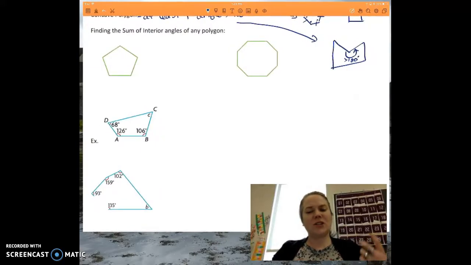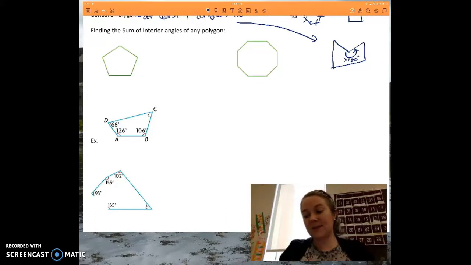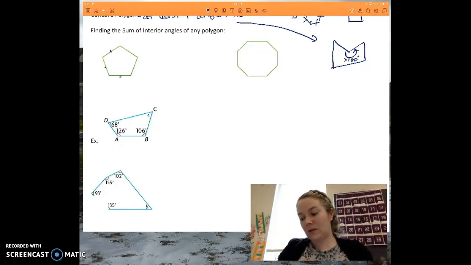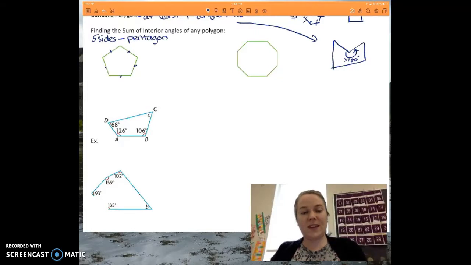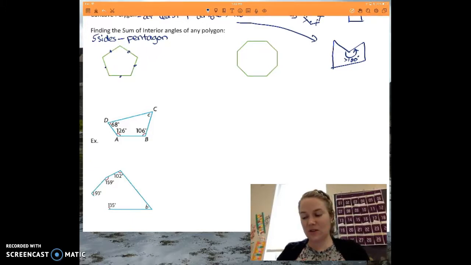So now let's move on to actually using the vocabulary and using these ideas that we started with triangles last time. We're going to find the sum of interior angles of any polygon. So what kind of polygon is this one? It depends on the number of sides. We have 1, 2, 3, 4, 5 sides. Means that's a pentagon. Okay, and we're going to figure out what the sum of interior angles is.